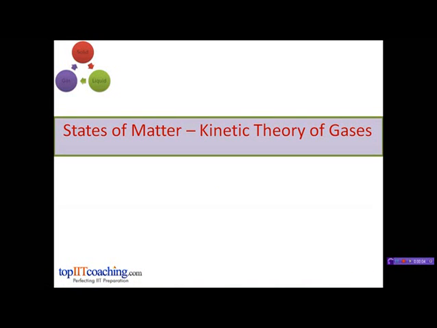Hello students, today we are going to discuss kinetic theory of gases, which is the last part of our series States of Matter. It will allow us to account for the behavior of ideal gases and, by making a few other assumptions, the properties of real gases as well.